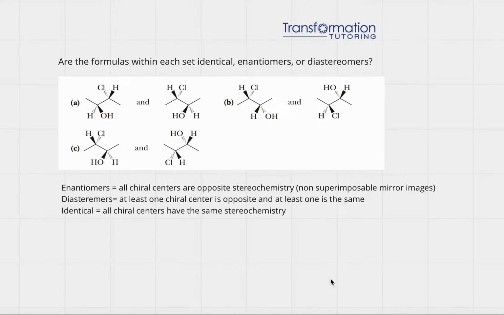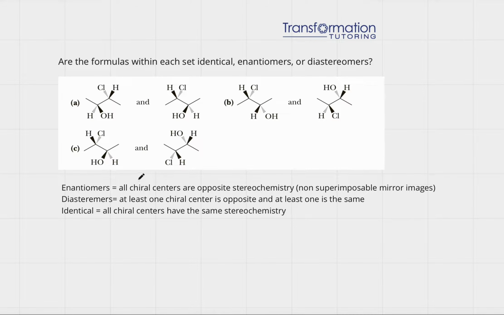Formulas within each set: identical, enantiomers, or diastereomers. The official definition for enantiomers is that they're non-superimposable mirror images, but in order for us to do this easier, I made my own definitions. So for enantiomers, all chiral centers in one molecule will be opposite of all the chiral centers in another molecule.